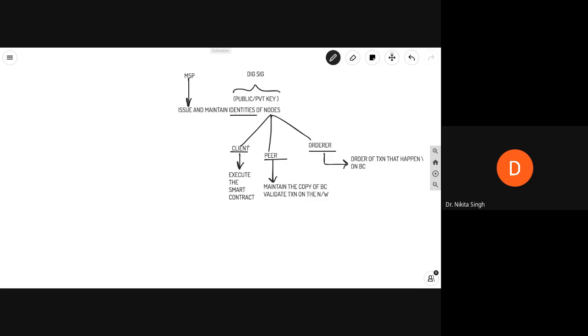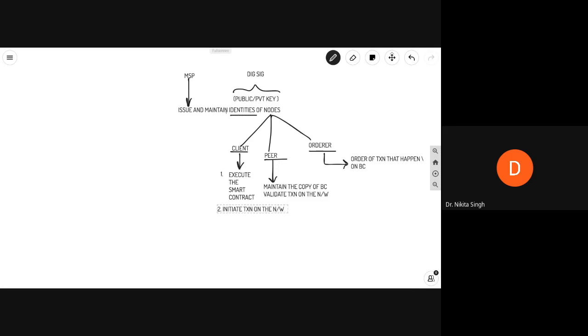So here we have three kinds of nodes: the client, the peers, and the orderer. We are already familiar with the peer, which maintains the copy of the blockchain and validates the transactions on the blockchain network. Then we have the orderer, which maintains the order of execution of transactions that happen on the blockchain. And third is the client. Clients are nodes that execute these smart contracts, and you can also say that the client will initiate transactions on the network.